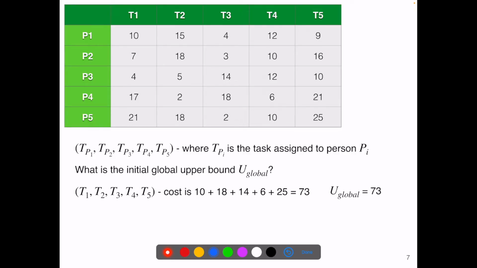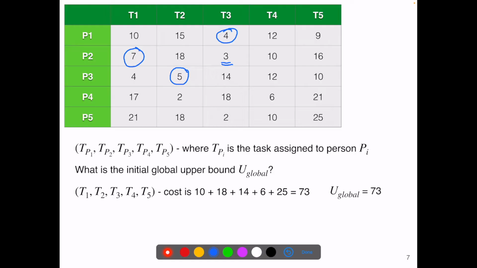Remember that branch and bound works the most efficiently when the bounds are as close as possible. We can apply a simple greedy heuristic. We give P1 the task that they can do the fastest, that'll be T3, and then we assign T1 to P2 because that's the task they can do the fastest. We cannot assign T3 to P2 because T3 has already been assigned to P1. Then for P3, we have options T2, T4, and T5. We choose T2 because it has the smallest cost.